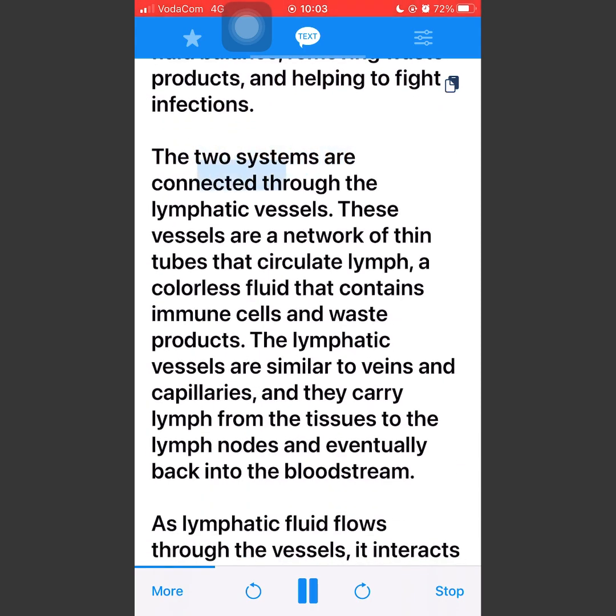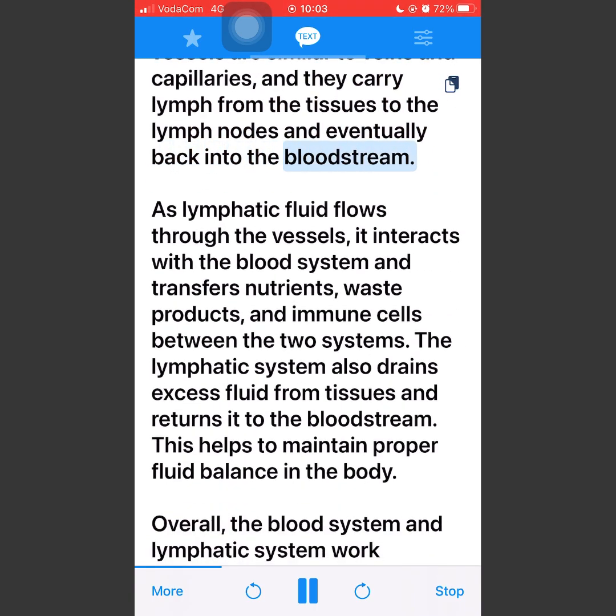The two systems are connected through the lymphatic vessels. These vessels are a network of thin tubes that circulate lymph, a colorless fluid that contains immune cells and waste products. The lymphatic vessels are similar to veins and capillaries, and they carry lymph from the tissues to the lymph nodes and eventually back into the bloodstream. As lymphatic fluid flows through the vessels, it interacts with the blood system and transfers nutrients, waste products, and immune cells between the two systems.